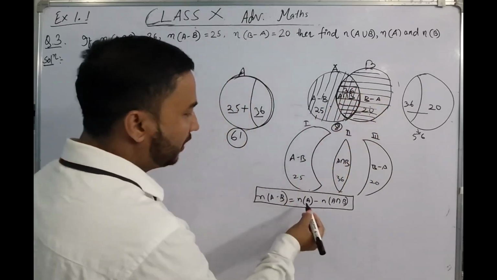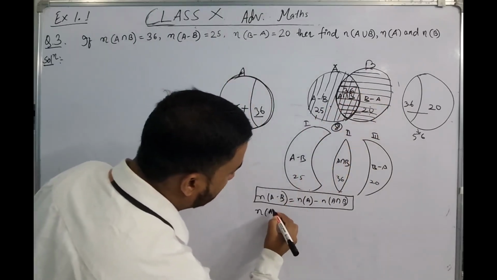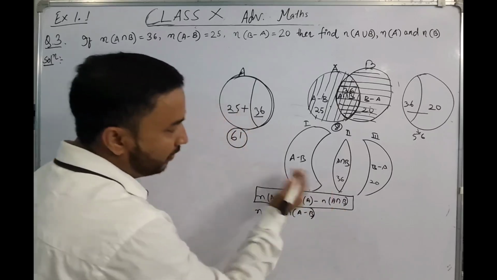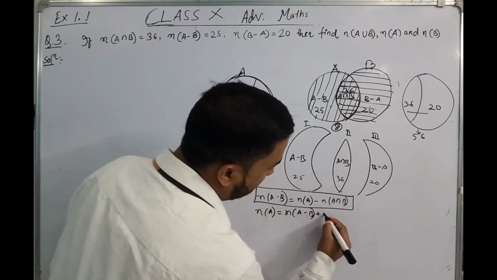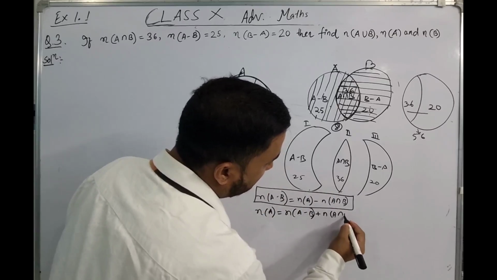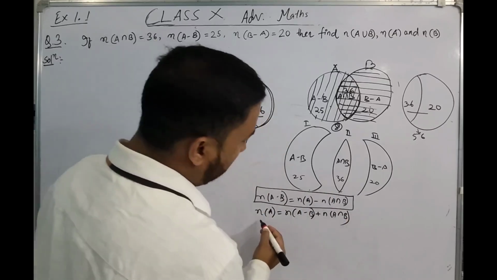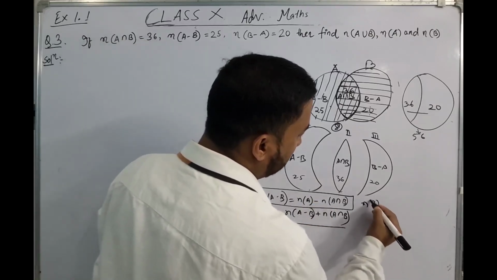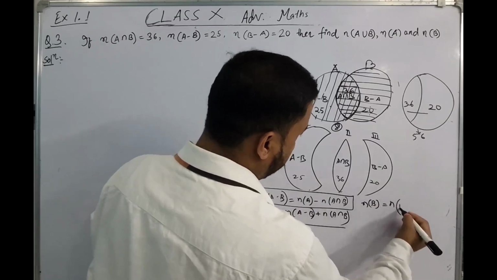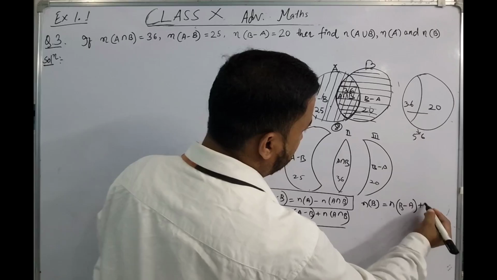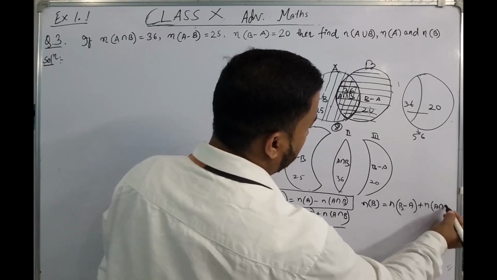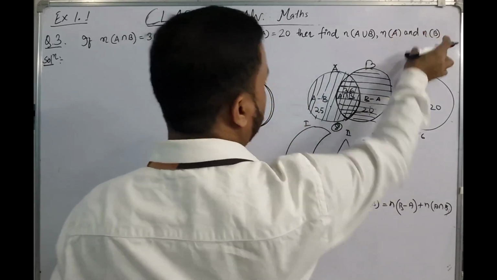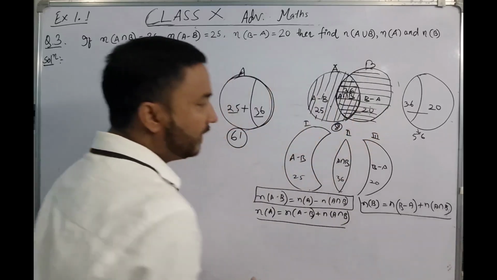Now, how to find this number of A? Number of A will be equal to number of A difference B plus, since this part will be coming to the left hand side, number of A intersection B. This is the formula for number of A. Similarly, number of B will be equal to number of B difference A plus number of A intersection B. To get number of A and number of B, we will use these two formulas.